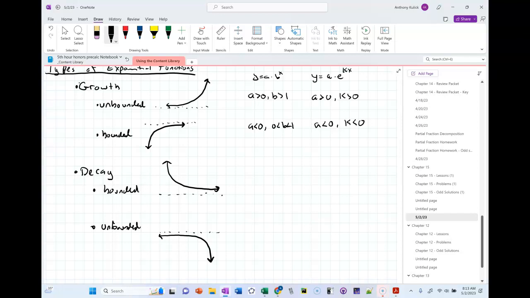So for bounded, that is a greater than 0 and b between 0 and 1. Or it's a greater than 0 and k less than 0. And then our last one is the only other possibility, right? We would have 4 choices. So this is a less than 0 and b between 0 and 1. And this one would be a less than 0, k greater than 0.